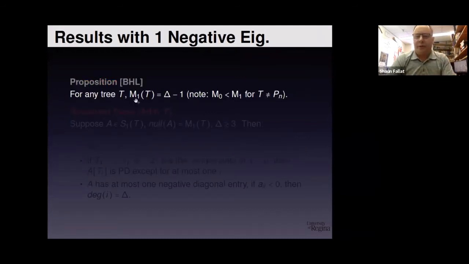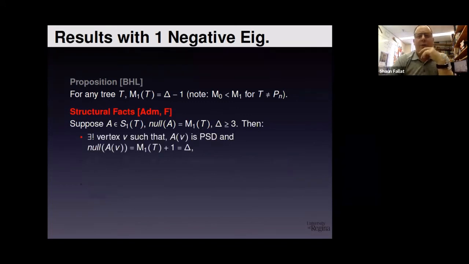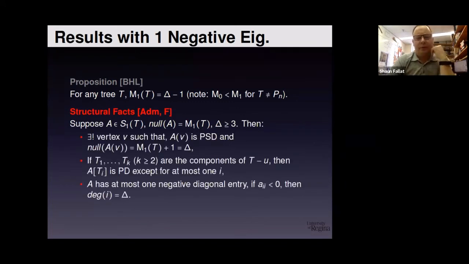Here's a theorem that was proved by others. If you restrict to the case of 1 negative eigenvalue, then for any tree, the maximum nullity over S1 is exactly the max degree minus 1. So there's another way to relate the nullity to a graph parameter. And then what we did recently with a former postdoc is we actually showed, don't worry too much about the wording here, that we were able to construct a Parter-Wiener type theorem in the case of S1.